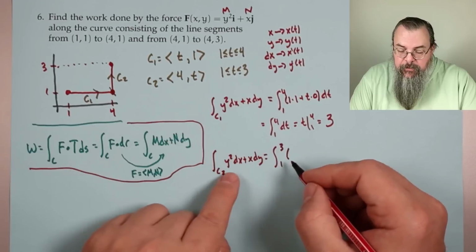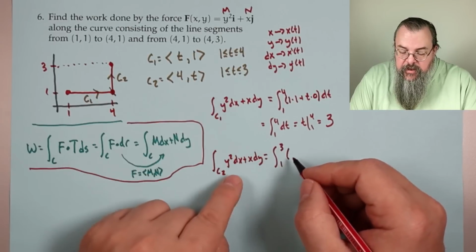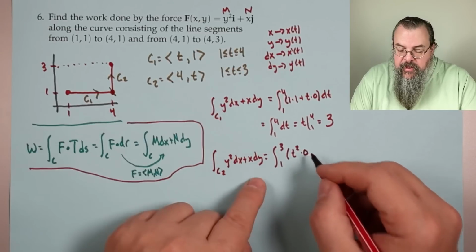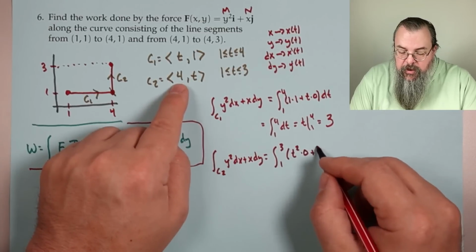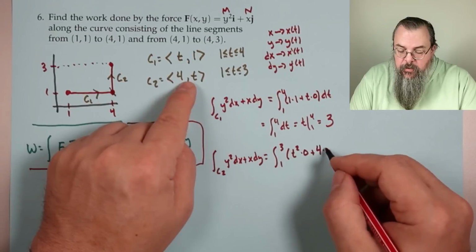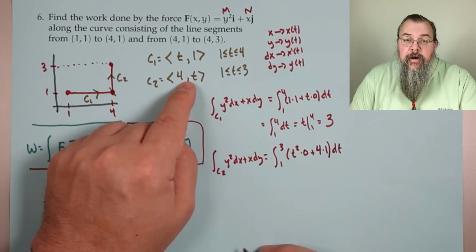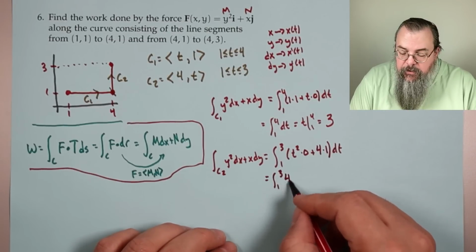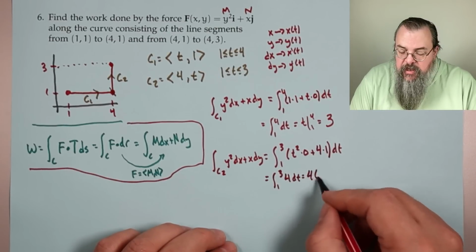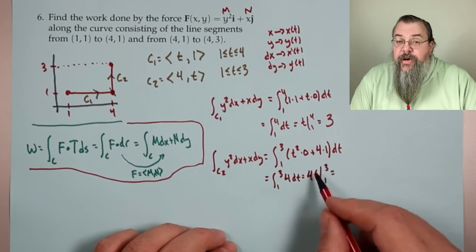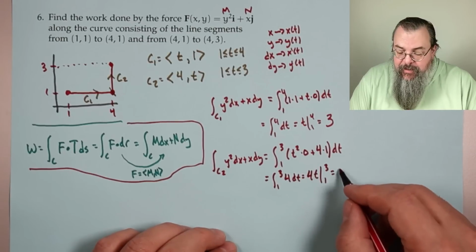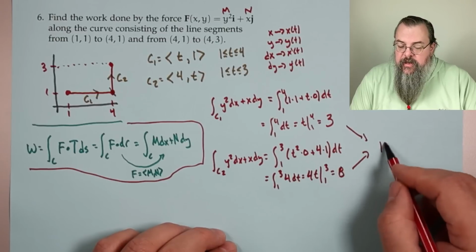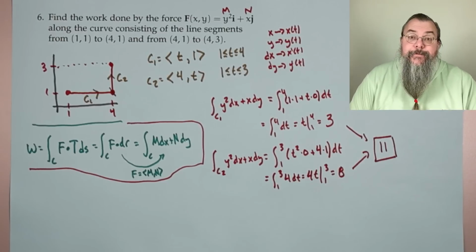And what do we have? Y squared, that's t squared. Dx, 0. X, 4. Dy, 1. All right. Well, that becomes the integral from 1 to 3 of 4 dt. That's 4t, evaluated from 1 to 3. 12 minus 4, that makes 8. And now, put these together, add, and our work is 11.